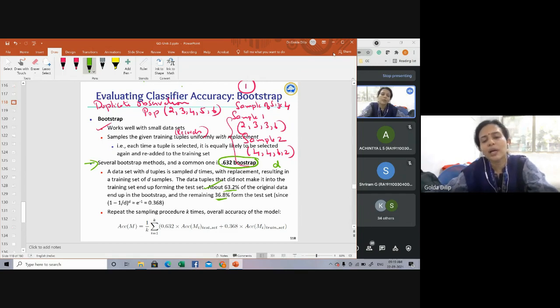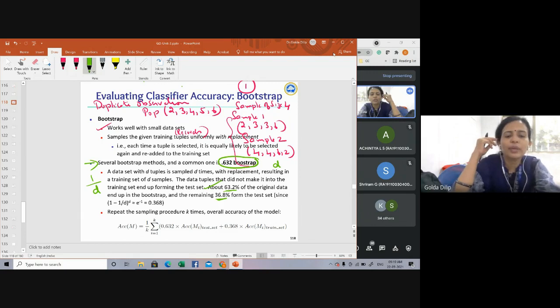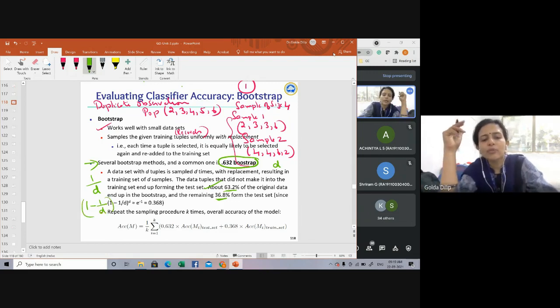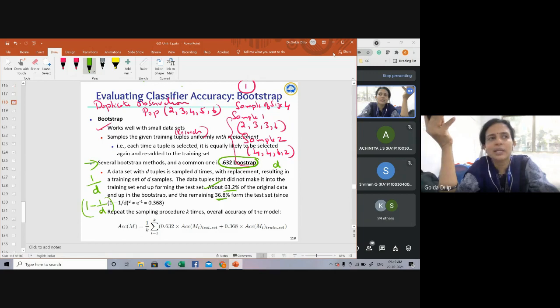Now you might ask me the question, where does this 63.2% come from? What we assume is that each tuple has a probability, or a chance, of 1 by d of being selected. So the chance of not being selected is 1 minus 1 by d. We have to select d times.